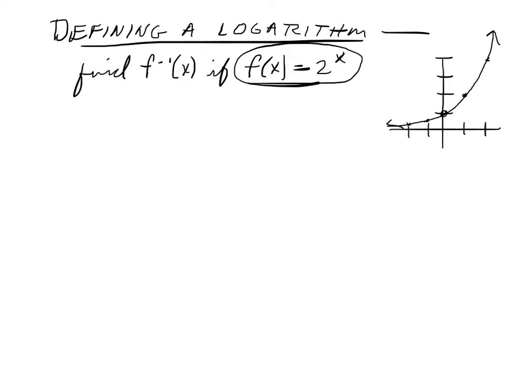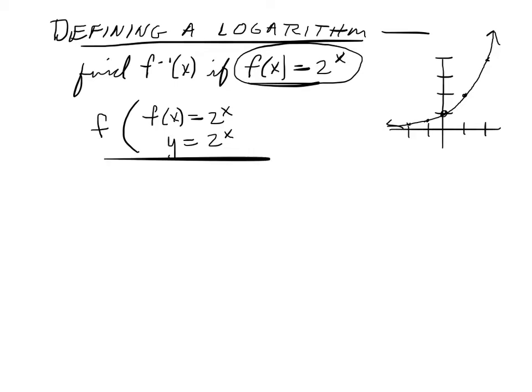Okay, let's do the procedure you learned in the last video. f of x is equal to 2 to the x power. So we write y equals 2 to the x power. That's our function. Now we want to write the equation for f inverse. So we change y to x and x to y. And now that we've done that, we need to try to change this so that we get y equals something, so that we can say f inverse of x is equal to whatever it is we get.